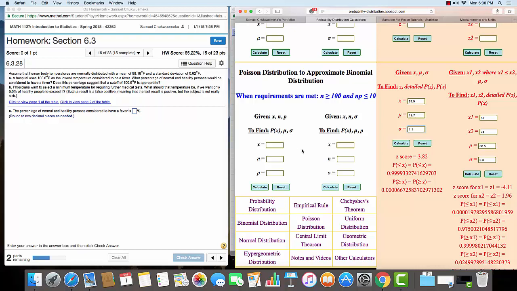Okay, A, they're asking us for the percentage. They're asking us for the probability of normal and healthy persons being considered to have a fever, rounded to 2 decimal places as needed. The mean, so we're going to use this here. The mean is 98.18, and the standard deviation is 0.62.